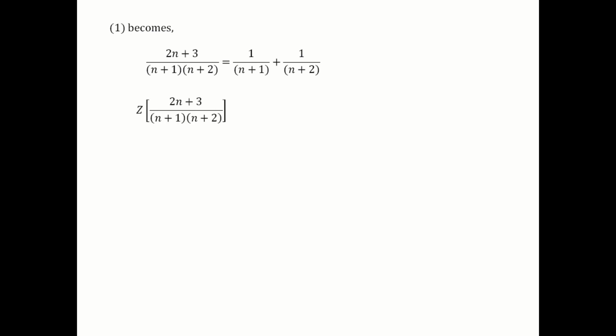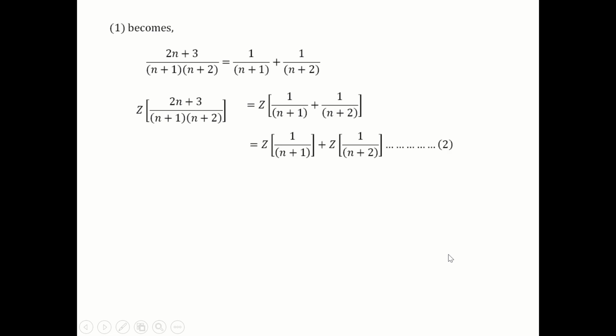Using the A and B values in 1, (2n + 3) / ((n + 1)(n + 2)) becomes 1/(n + 1) + 1/(n + 2). Taking the Z transformation on both sides and separating the Z transformation on the right hand side: Z of 1/(n + 1) plus Z of 1/(n + 2). That is equation number 2. We know Z of 1/(n + 1) is equal to z log(z/(z - 1)). That is equation number 3.